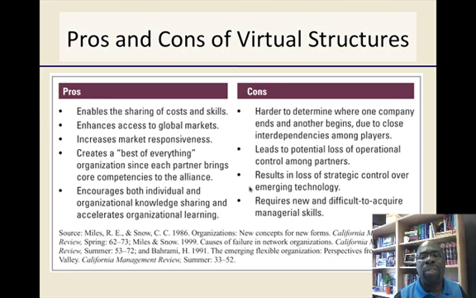Some of the disadvantages also deal with the loss of strategic control over technology, because then you have to share your technology in a virtual way with people in different parts of the world, and they may use it in ways that you do not like. It also requires new and difficult to acquire managerial skills. So it is not something that is very easy to do, but it is something that is being used on a regular basis.